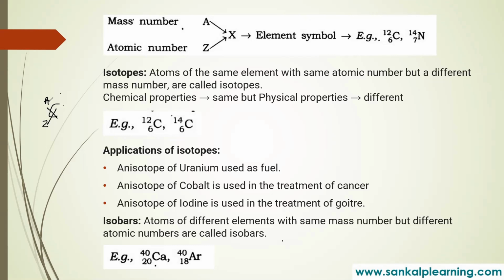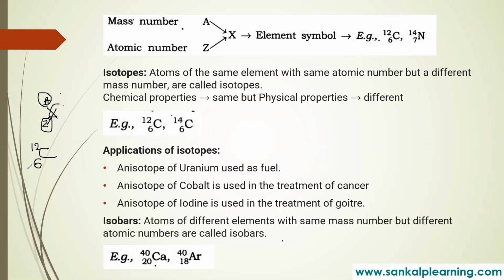So A, that is the mass number, is written at this corner, and at the bottom we are writing the atomic number. Suppose we are representing carbon. Carbon consists of 6 protons, that is, the atomic number is 6 and its mass number is 12. One more example is given there, that is nitrogen. Nitrogen's atomic number is 7 and mass number is 14. So 14 minus 7 will be the number of neutrons.